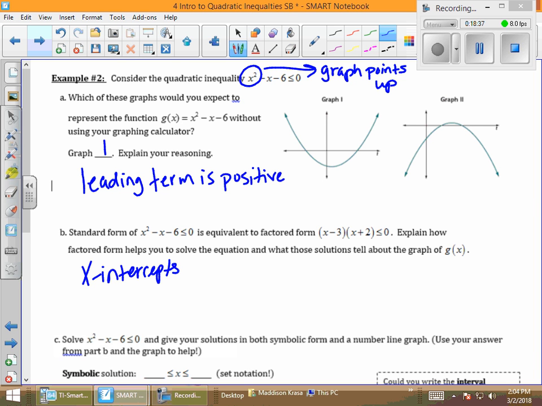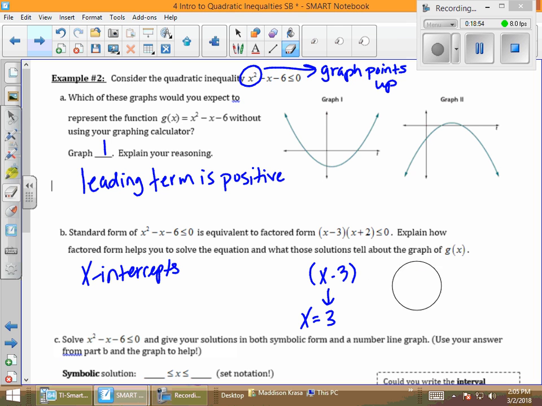Okay, so if I have x minus 3, what x-intercept is that? 3, positive 3, okay? Because what we do is we take x minus 3, set it equal to 0, and add 3 to both sides. Okay, so if I have x plus 2, what x-intercept is that? Negative 2. Yeah, we just flip the signs on those.